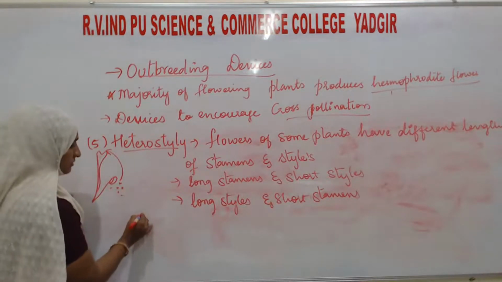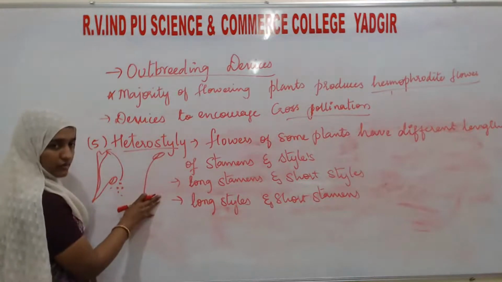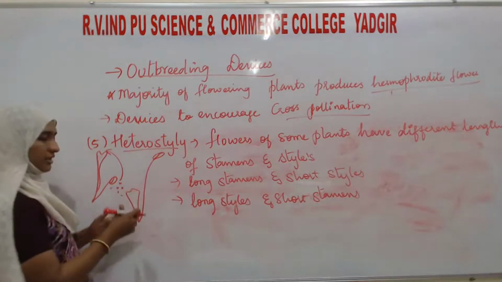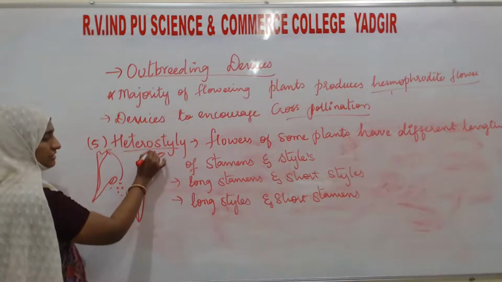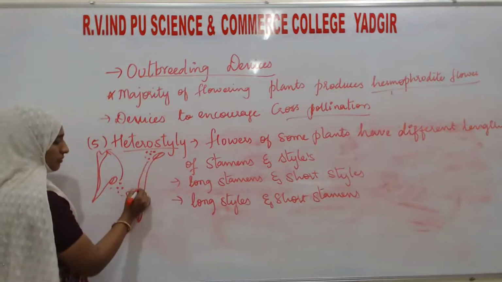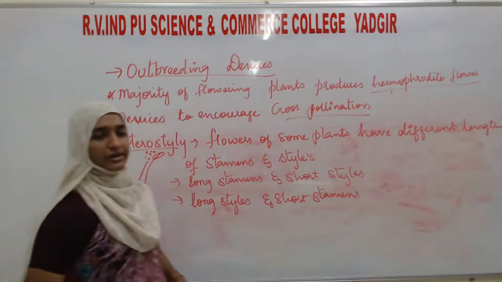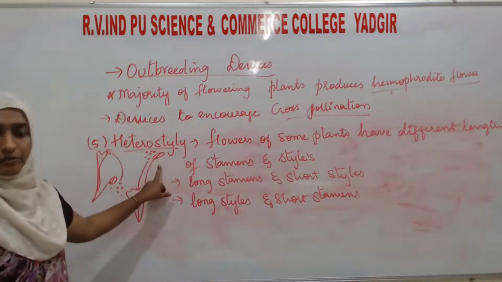One more condition: the anthers, the stamens, will be longer and the styles will be shorter, totally merged in the flower. The pollen grains which are going to release over here will not reach up to the stigma. So these pollen grains will pollinate some other flower. In that case also, cross-pollination will take place.